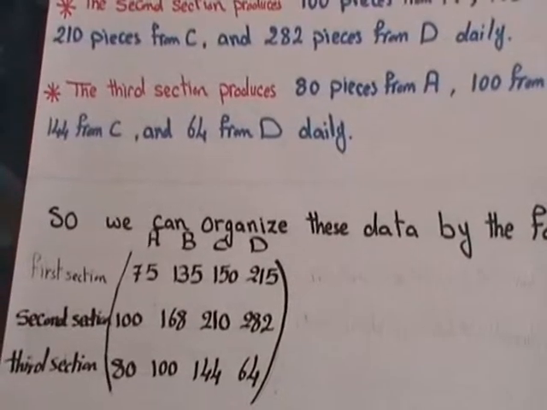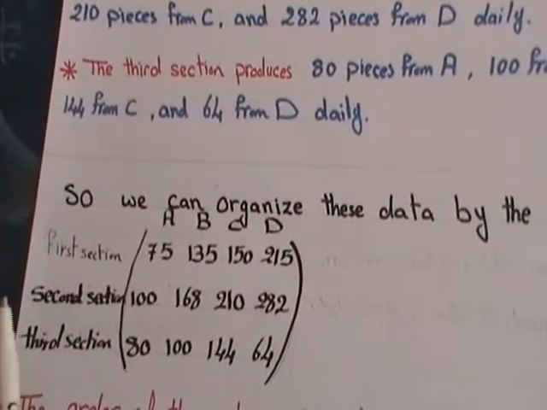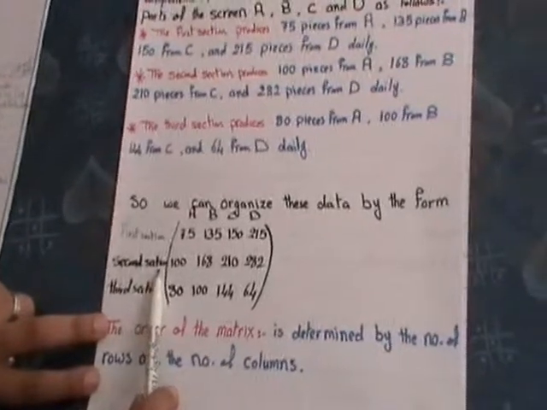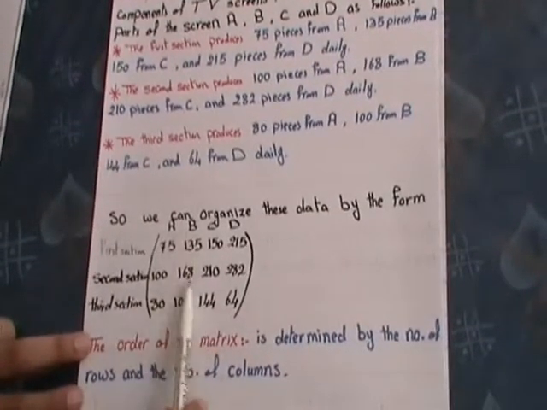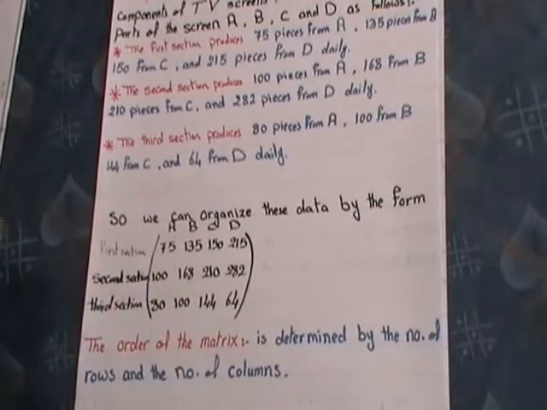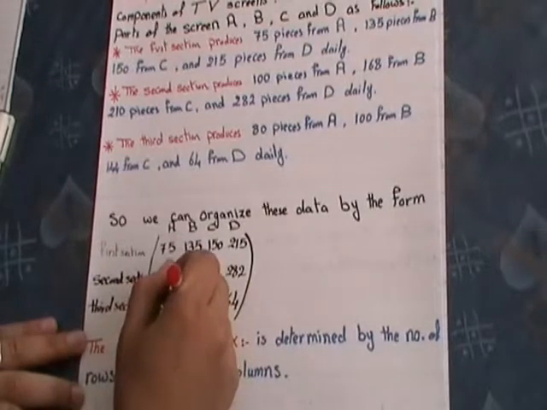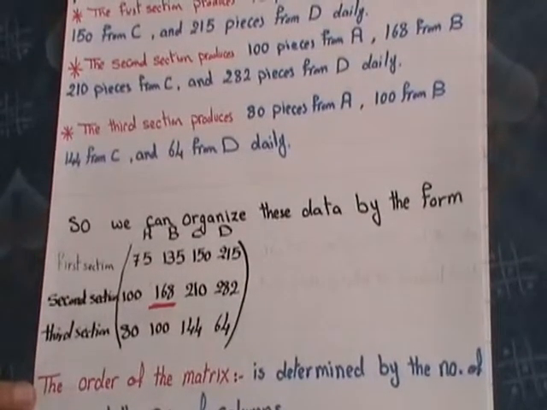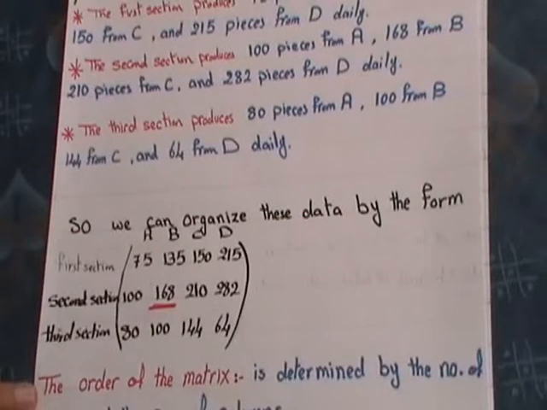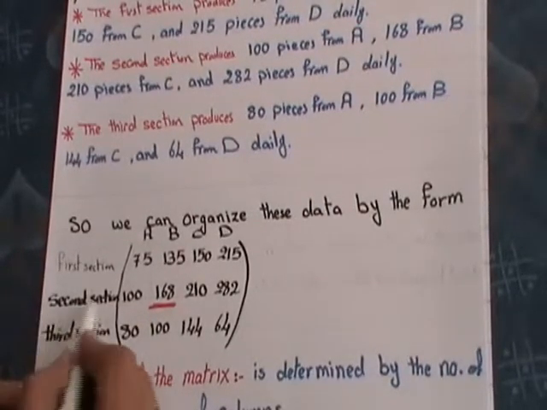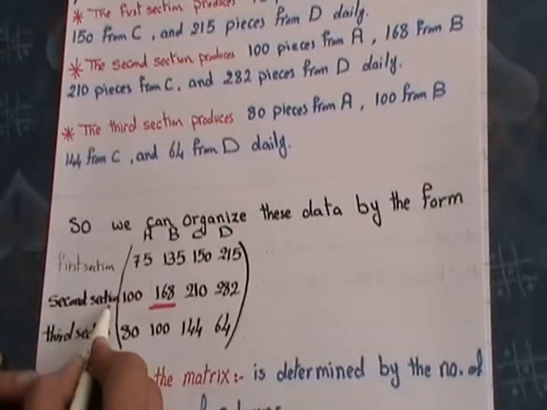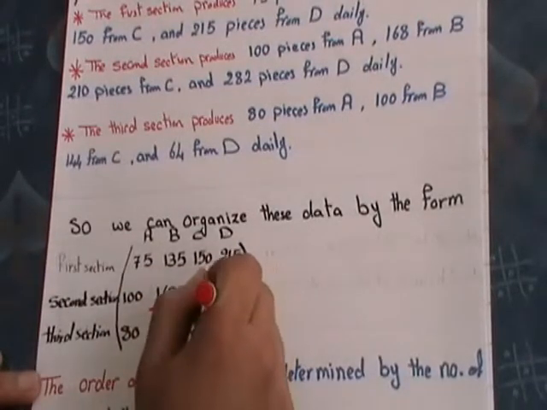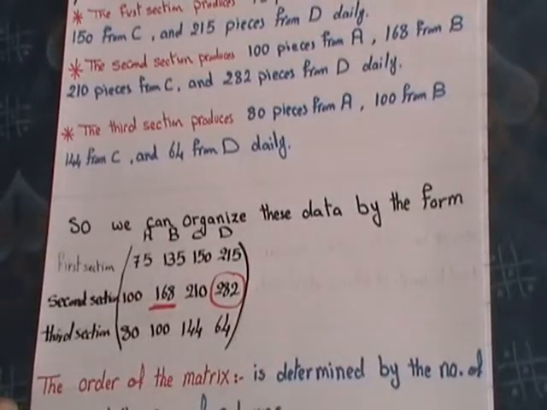For example, if we want to find the production of the second section from type B, we go to the second section, which means the second row, and type B, which means the second column. Here is the second row and the second column, which is what? Yes, which is 168. In the same way, if we want to find the production of the second section from type D, we go to the second row, and type D is represented by the fourth column, so the production is 282.